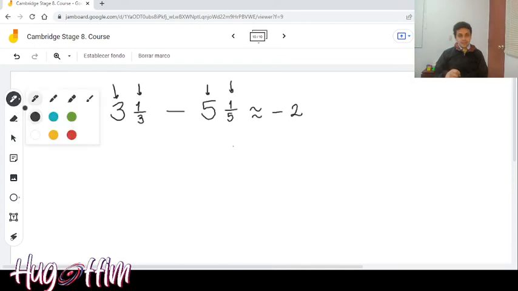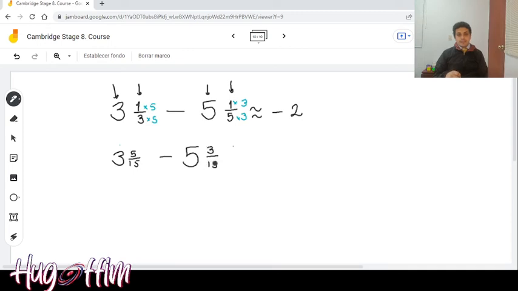So in this case, I'm going to multiply this 3 times 5. And I'm going to multiply this 5 times 3. So I'm going to get 3 and 5 over 15 minus 5 and 3 over 15. This is the first thing that I suggest you to do. So you have common denominator in the fractions, but you didn't convert your mixed numbers as fractions. This is not something that I recommend when you add or subtract, because in this case you're going to have big numbers and it's going to be difficult. You have to multiply a lot. So this is what I suggest.